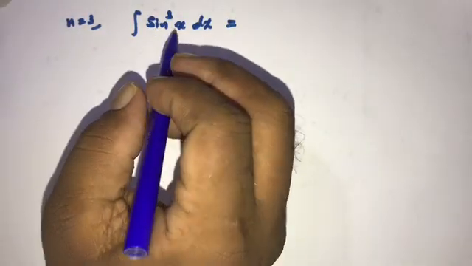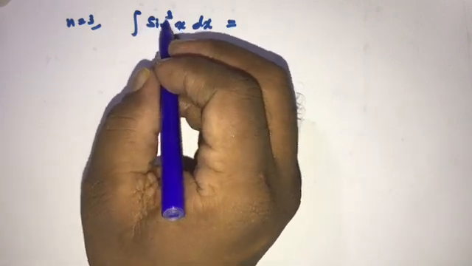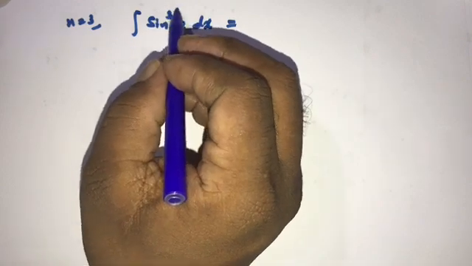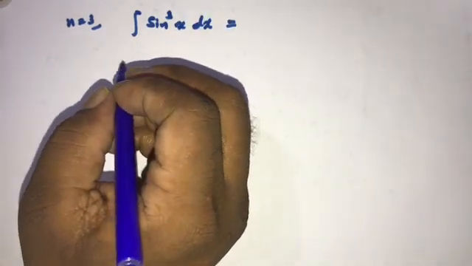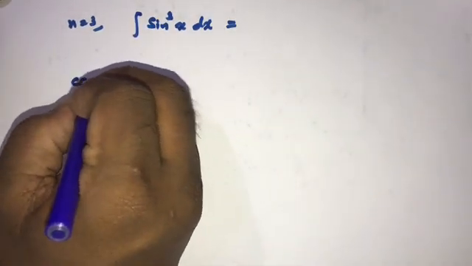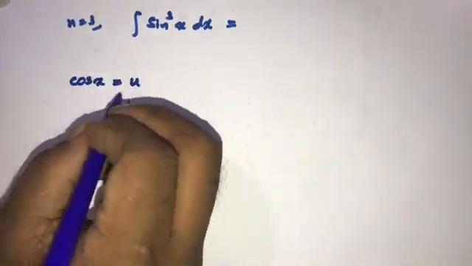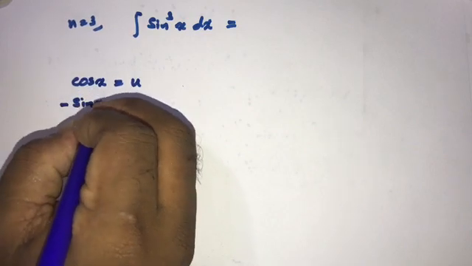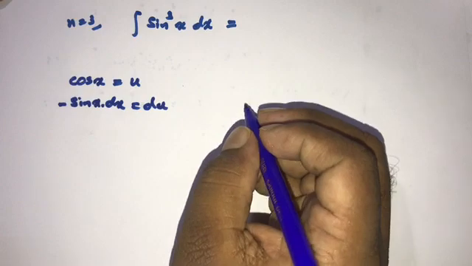Now when n is equal to 3, the question is the integral of sine to the third power of x dx. Now the power is an odd integer, so we can use the substitution method. So if we take cosine of x equal to u, now differentiating with respect to x, minus sine of x dx is equal to du.